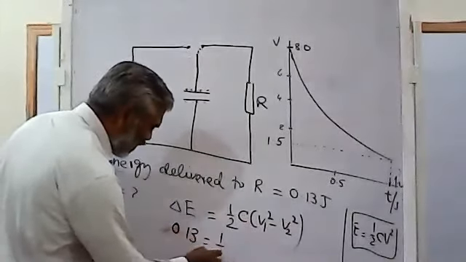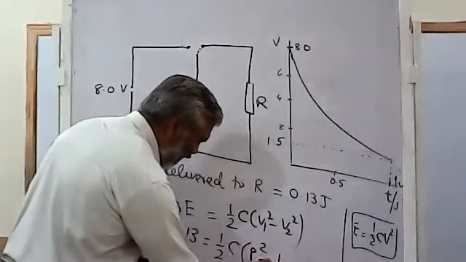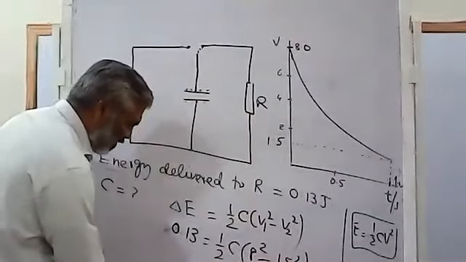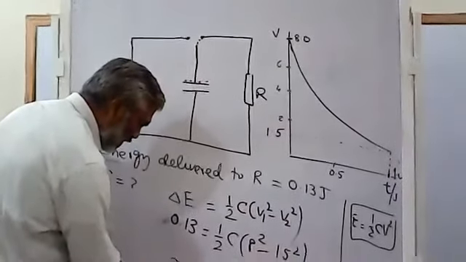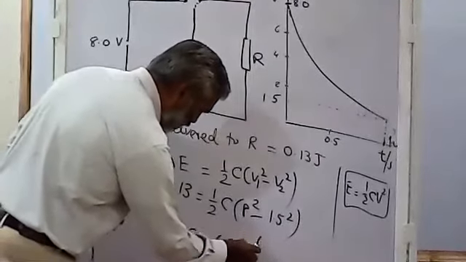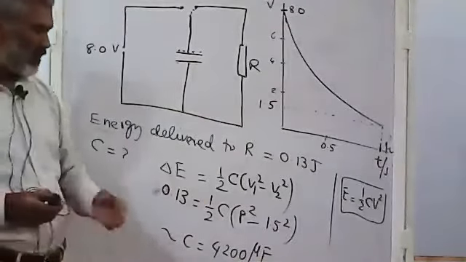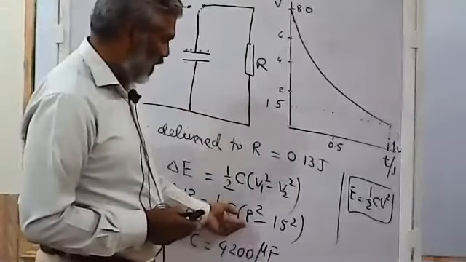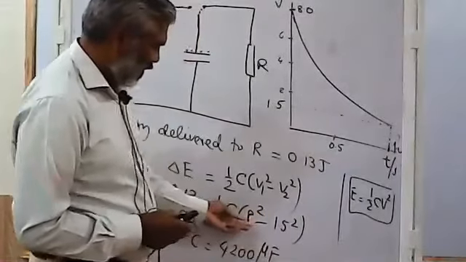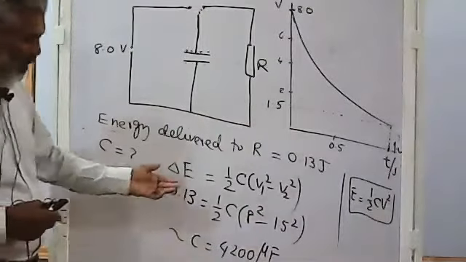So 0.13 is equal to 1/2 C times 8 squared minus 1.5 squared. By using your calculator, you can work it out, and this is approximately 4,200 microfarad of capacitance that you can work out by taking the squares, 64 minus 2.25, so 61.75 probably, and then you have a result like this. So you can calculate capacitance from this.